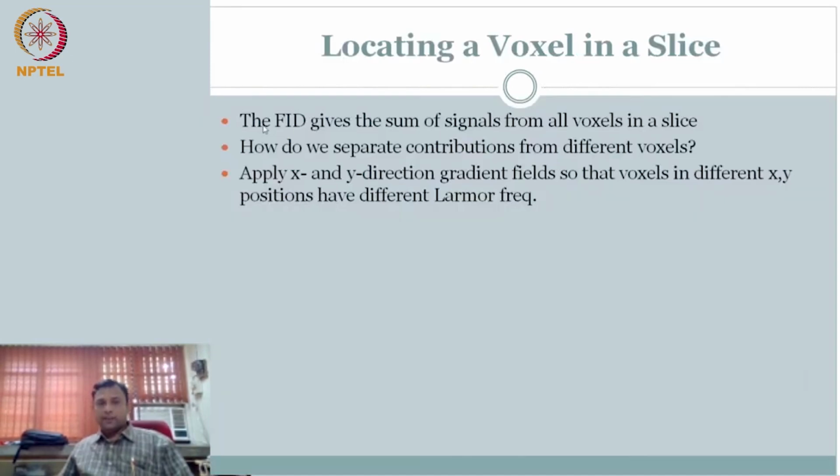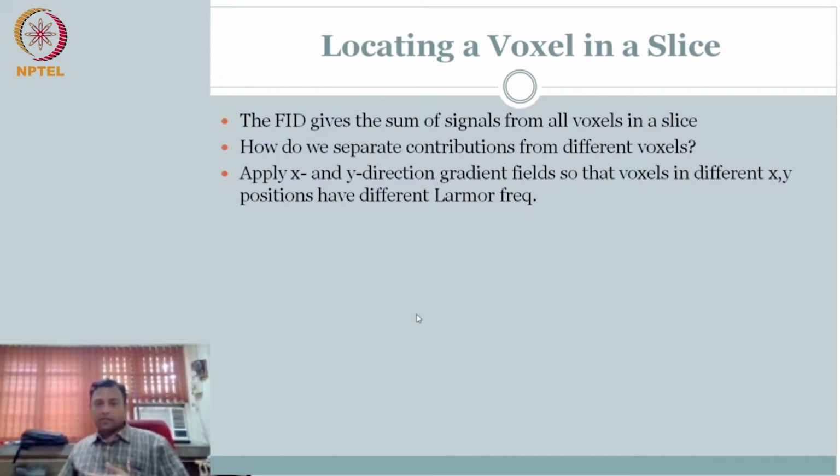So first, our objective is still locating the voxel in the slice. Your FID gives the sum of signals from all the voxels, so you are getting one signal from the whole slice. Now our objective is to separate the contributions from different voxels. What we have seen now is, if I apply the x gradient, I can separate out at least the x. So if I apply the y gradient, I may be able to also separate the y. Right? Therefore I can get my f of x comma y.